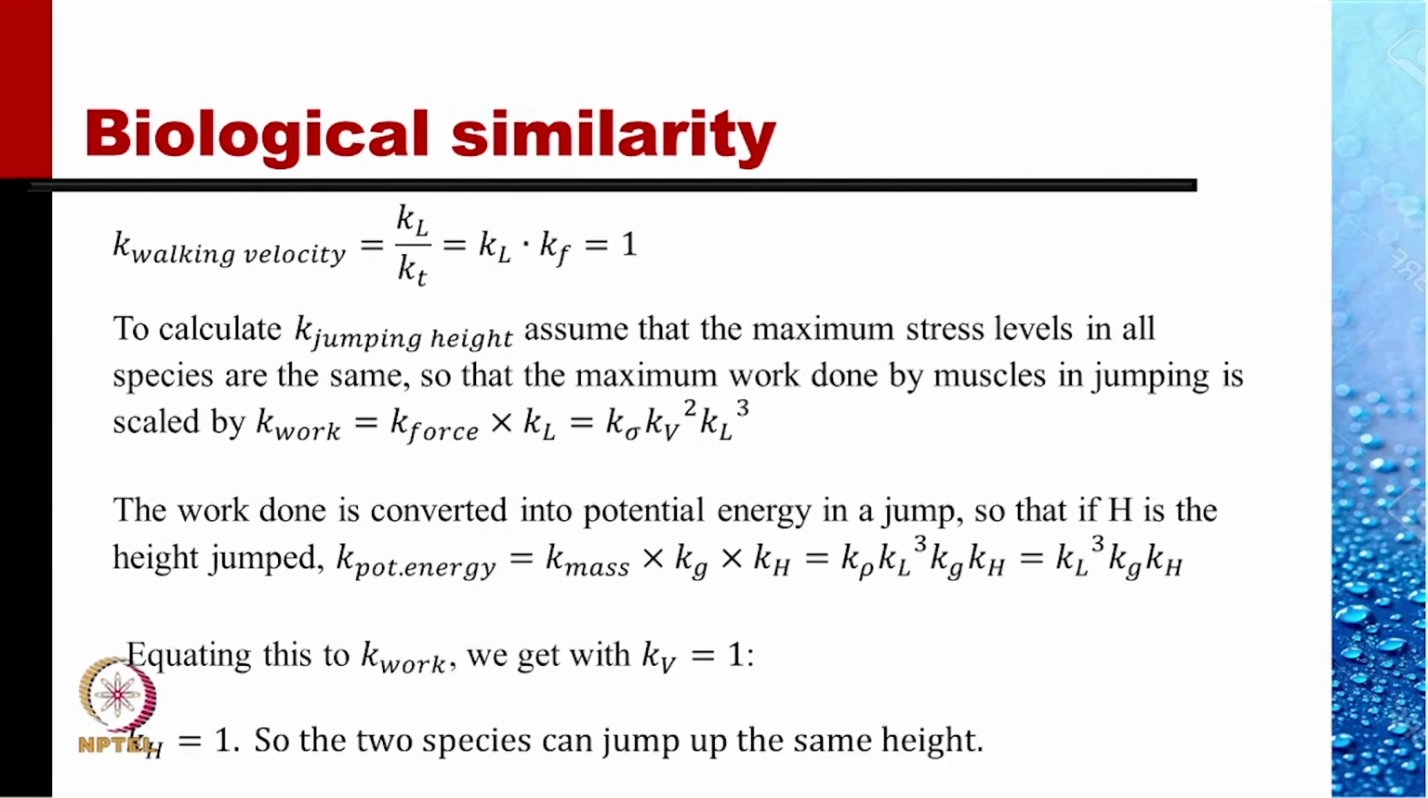Equating this to K work, we get Kh is equal to 1, because Kg is also 1. So Kh would be 1. That is, the two species can jump up the same height.